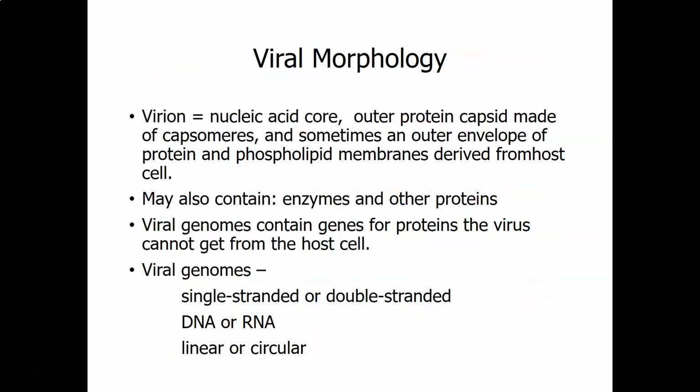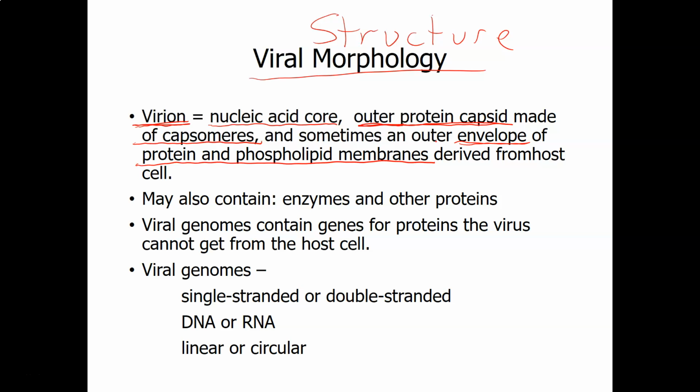All right. Viral morphology. And this is just morphology again, just means structure. So viral structure. First of all, when we talk about a virus, an individual virus particle is called a virion. So a virion always has two things. It always has a nucleic acid core, DNA or RNA, and it always has a capsid, a protein capsid outside that nucleic acid core. And that capsid is composed of proteins called capsomeres. Sometimes a virus will have an outer envelope, and that envelope will be composed of protein and phospholipid membranes derived from the host cell membranes.